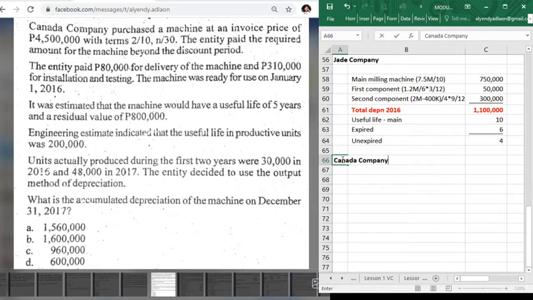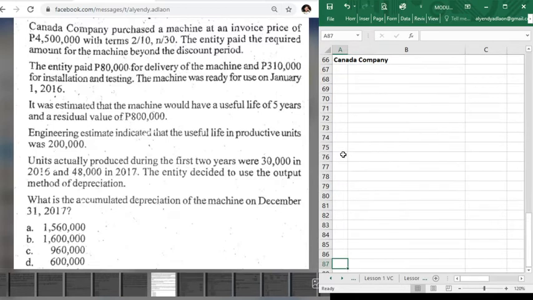So, after ani, mo accept ko og questions after ko mag-answer company. Okay, question. What is the accumulated depreciation of the machine on December 31, 2017? Canada Company purchased a machine at an invoice price of 4,500,000 with terms 2/10 and 30. The entity paid the required amount for the machine beyond the discount period. Okay, take note, gipalit siya 4,500,000 pero subject siya to discount. Pero ang nahitabo is variance sa entity beyond the discount period na.